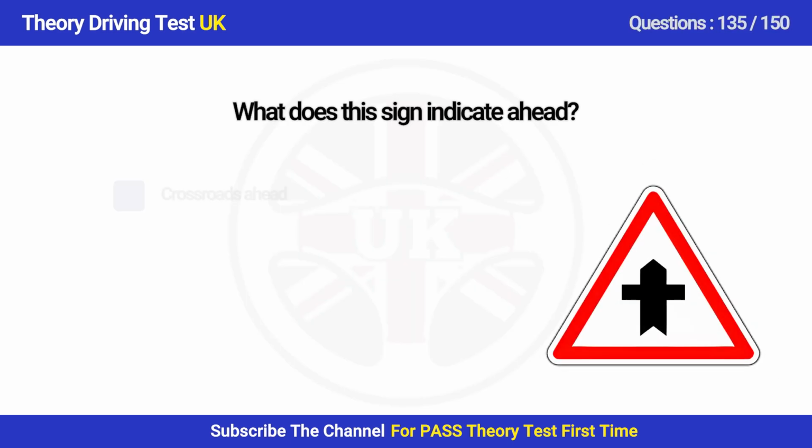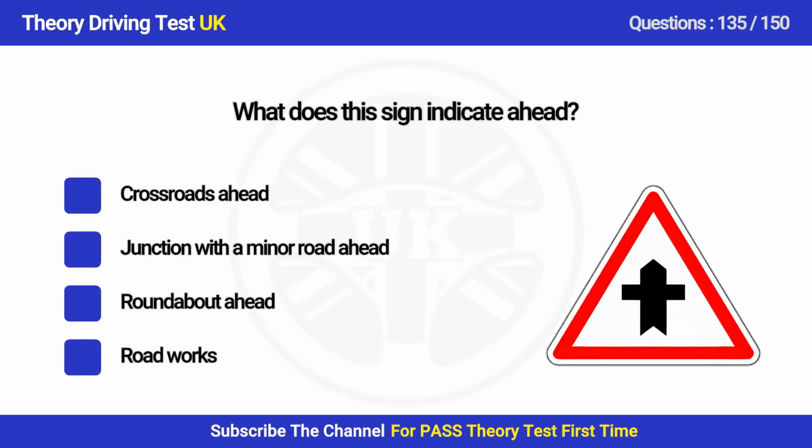Question 135. What does this sign indicate ahead? A. Crossroads ahead, B. Junction with a minor road ahead, C. Roundabout ahead, D. Roadworks.